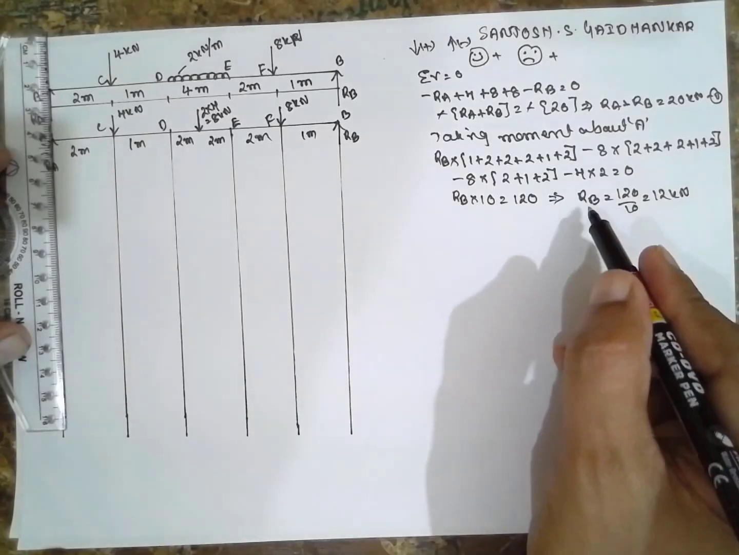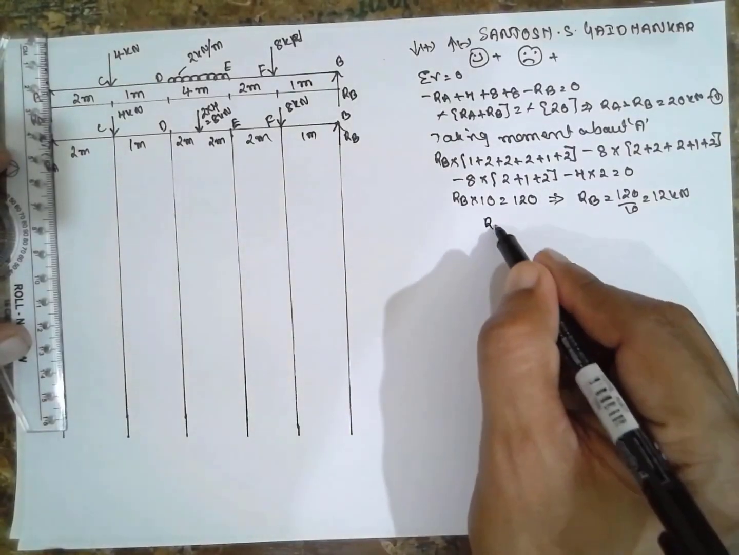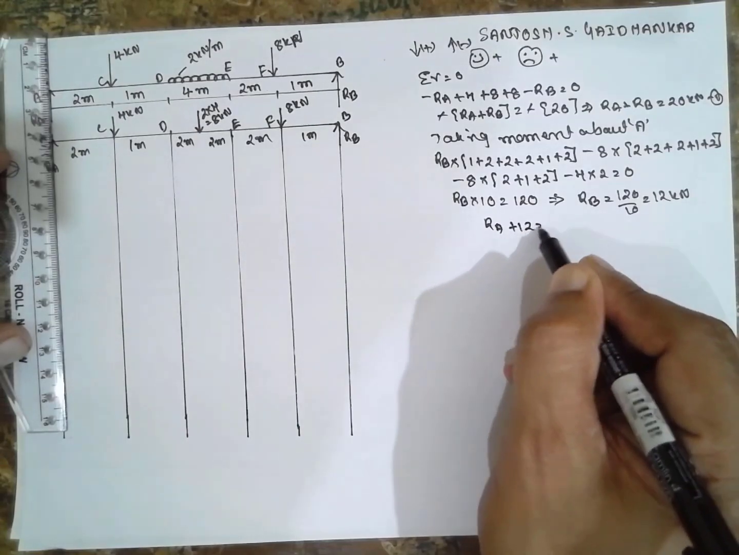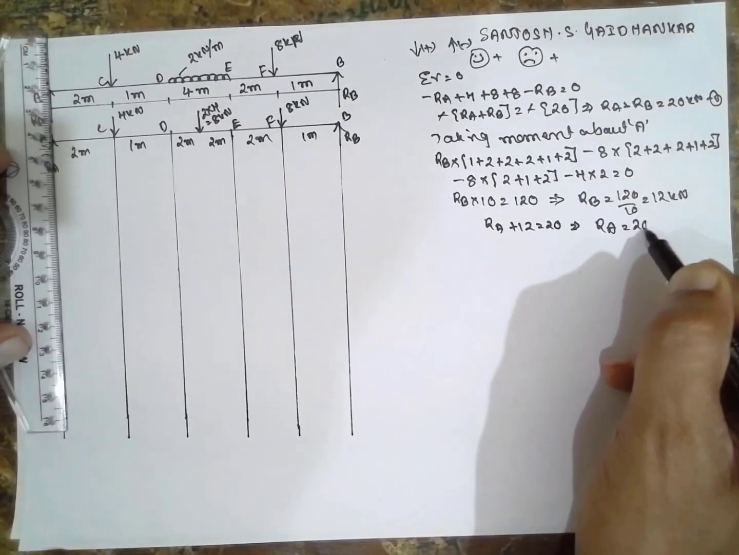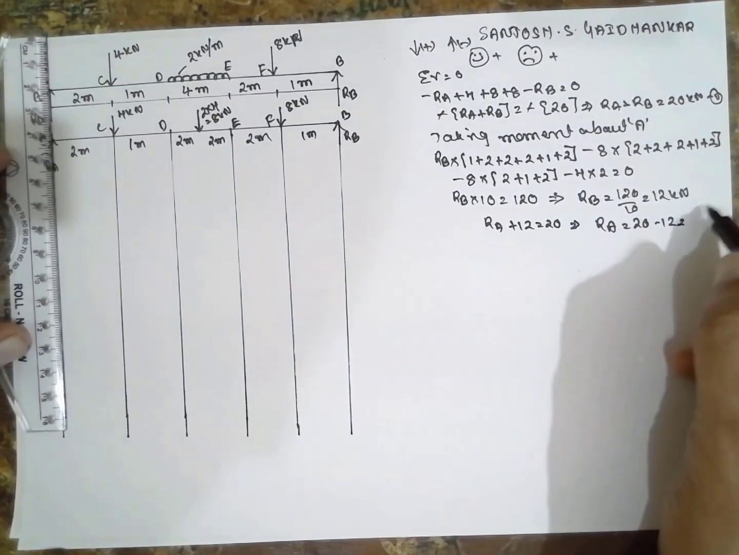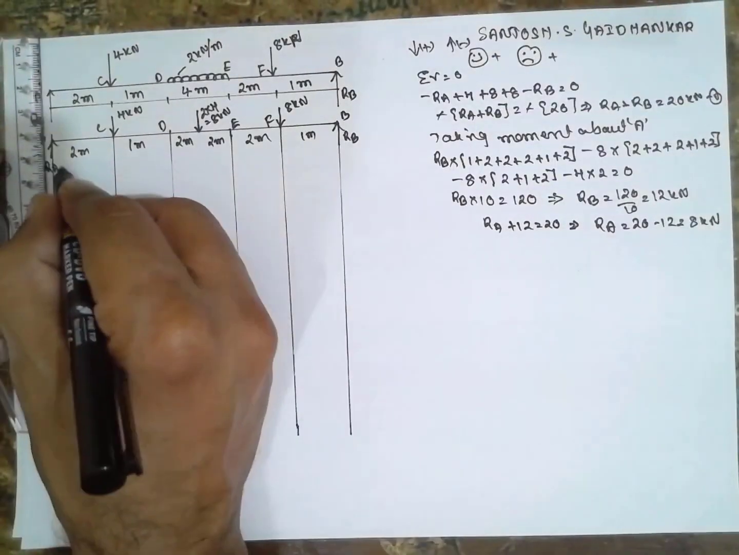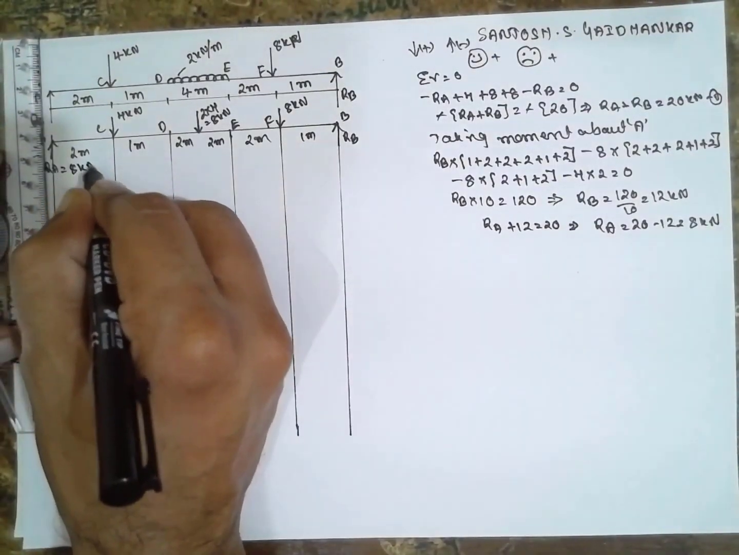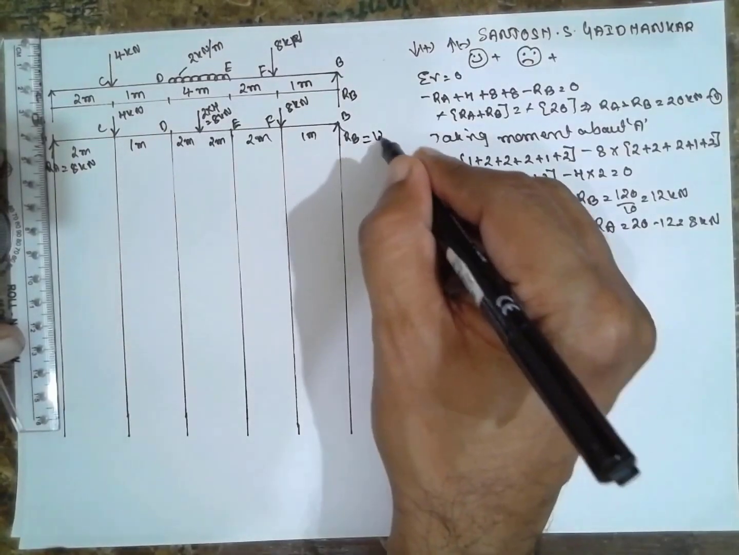We got RB. Substitute this value in equation 1. RA plus 12 equals 20. RA is equal to 20 minus 12, which is nothing but 8 kilonewton. Therefore RA is 8 kilonewton and RB is 12 kilonewton.